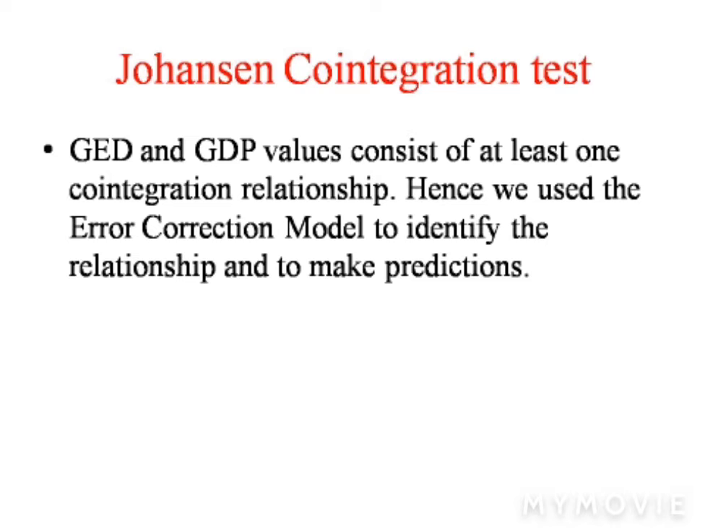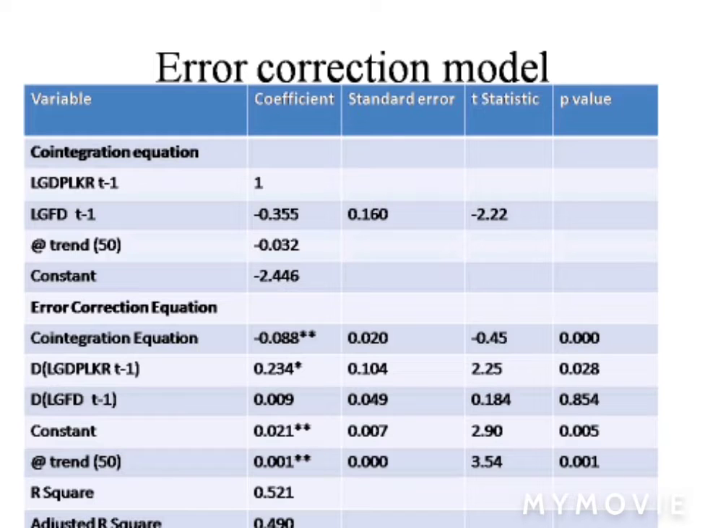This is the error correction output. You can see in this output, the co-integration equation is significant in the model. It is negative as expected, and 8.8% of the long run disequilibrium is corrected by the model. Only the first difference of the log of government foreign debt is not significant. Even so, we cannot drop the variable since there is only one independent variable in the model.